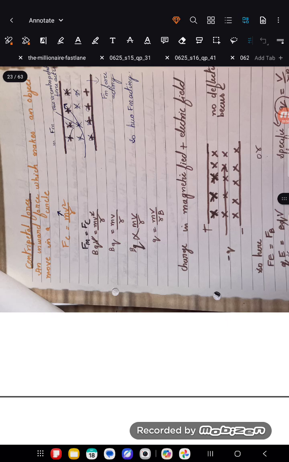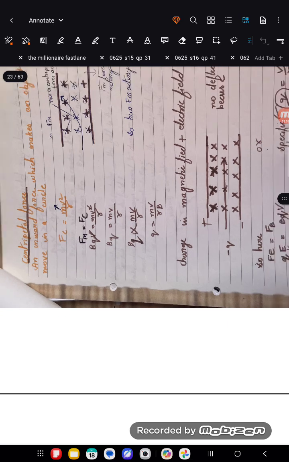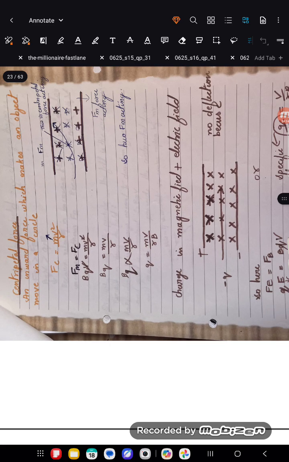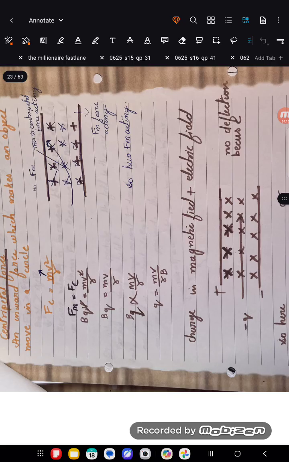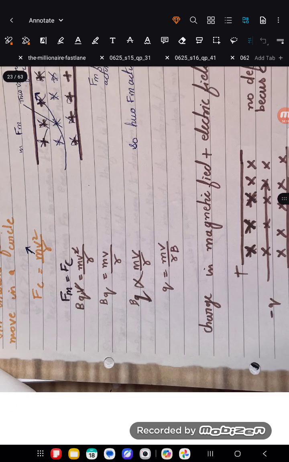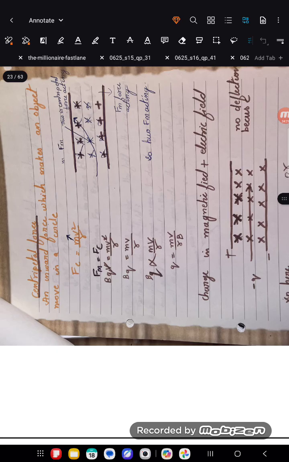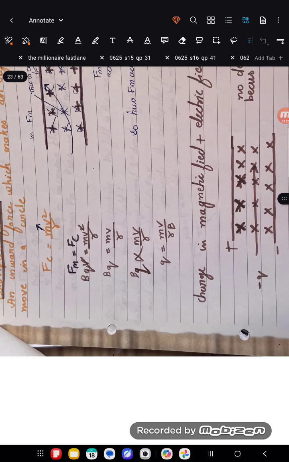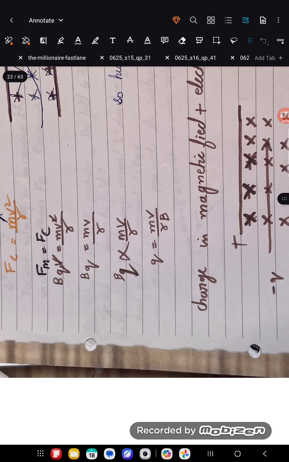So the formula for centripetal force is mv squared over r. Okay, so here you have to arrange this. How to derive this one? So the force in a magnet, here this electron is going in a circle, so it has centripetal force and magnetic force. The magnetic force is qvB and centripetal force is mv squared over r. So you have to cancel the common thing.